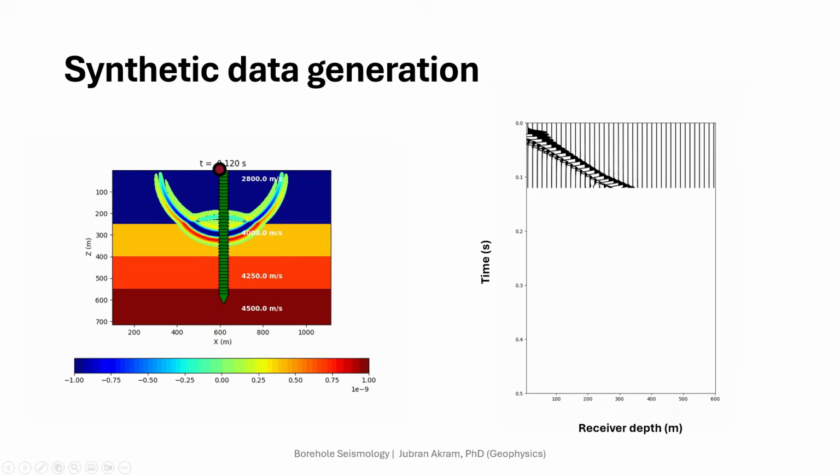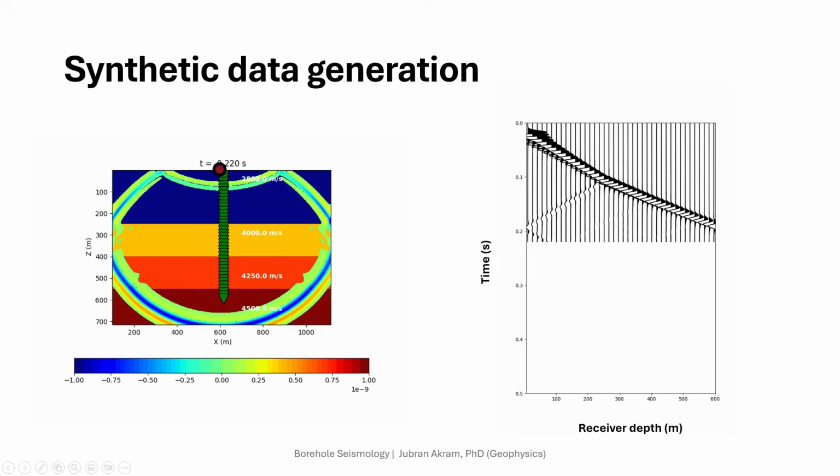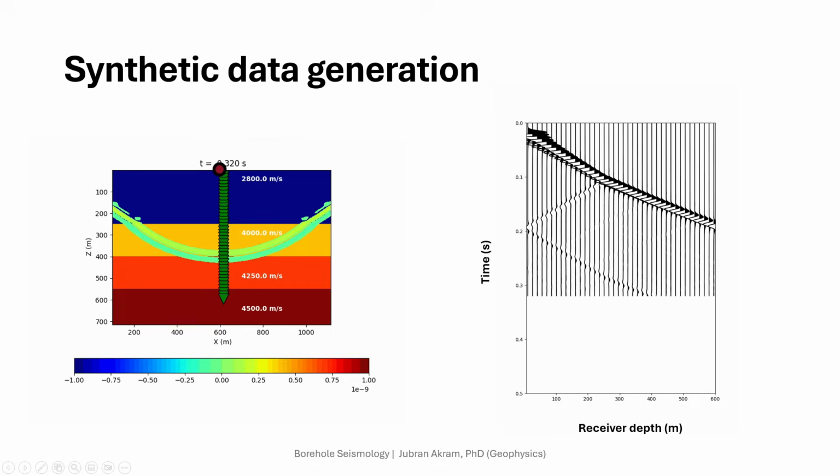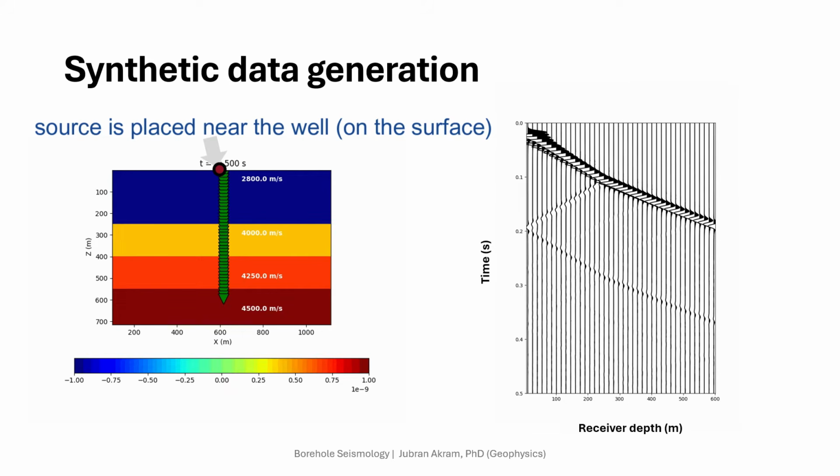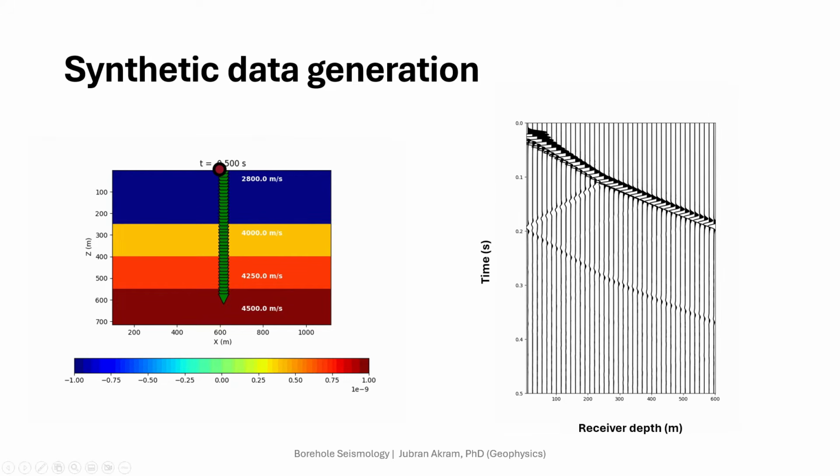All right, so let's look into the synthetic data generation. On the left, we have our experimental setup. We have a four-layer model. The first layer has a velocity of 2800 meters per second, and the second layer has a velocity of 4000 meters per second. We did this to create a relatively strong reflector. We have 40 receivers placed in a vertical well, and the receiver spacing is 15 meters here.